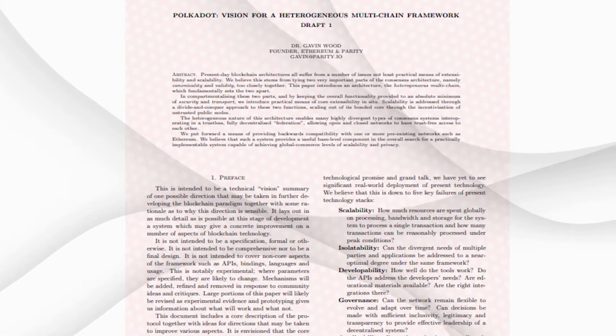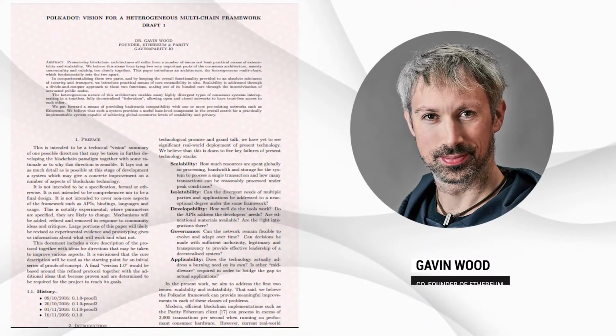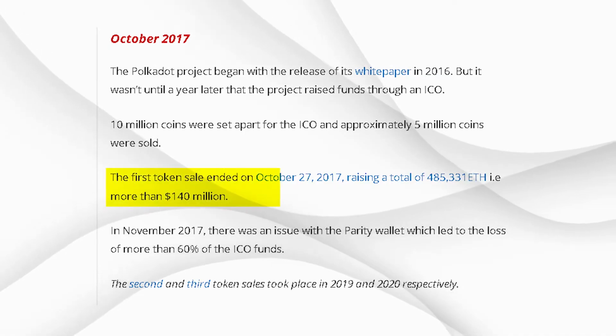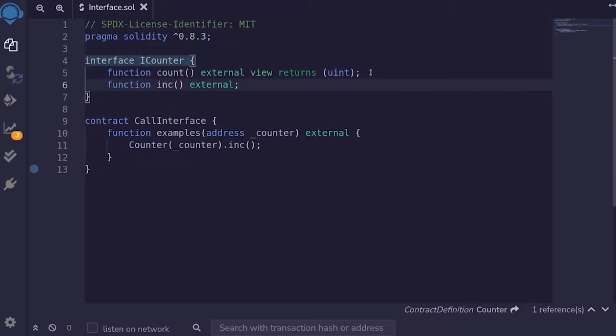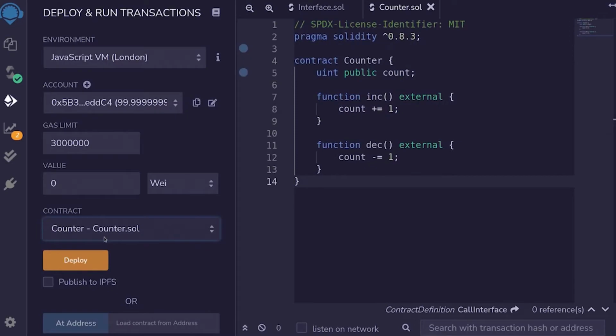Polkadot originated from a white paper written by Gavin Wood in 2016. In 2017, the project held a token sale raising 485,331 Ether, and in May of 2020, Polkadot finally launched its relay chain. Gavin Wood, co-founder of Ethereum and former CTO of the Ethereum Foundation, Peter Taborsky, and Robert Habermeier co-founded Polkadot. Gavin Wood is best known for creating Solidity, the programming language that Ethereum developers use to create decentralized apps.